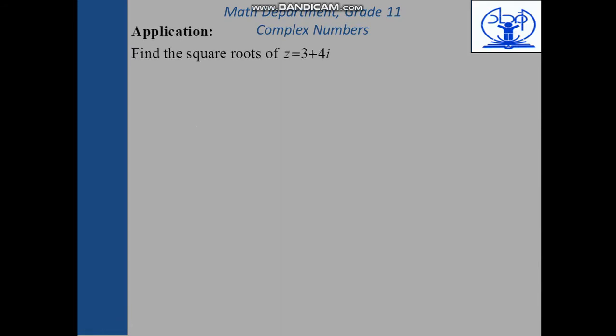Application. Find the square roots of z equals 3 plus 4i. Let x plus iy be a square root of 3 plus 4i, where x and y are real numbers. We have to find x and y.